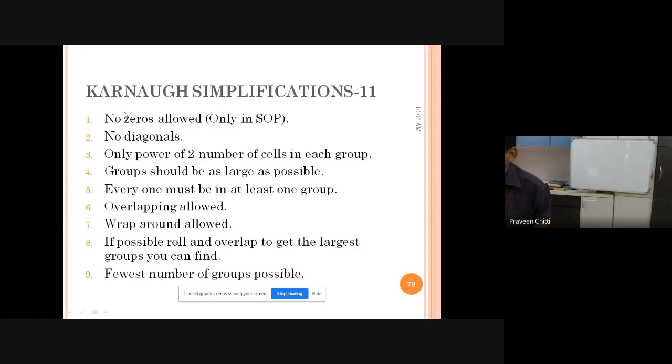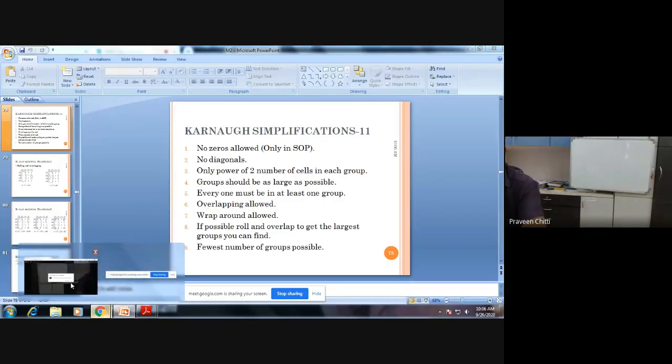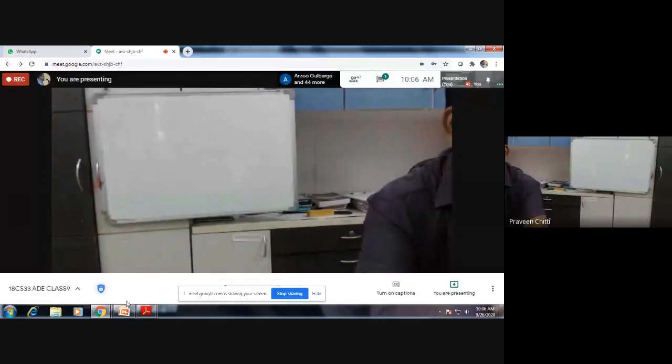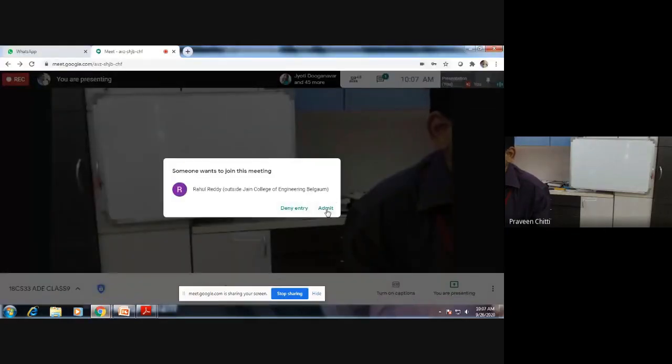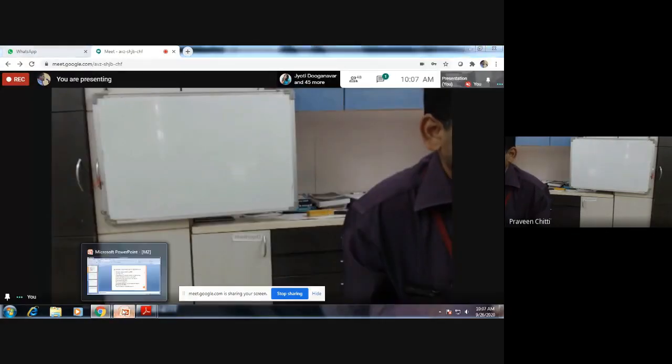So to summarize, when you are simplifying an SOP expression, what you should do: no zeros are allowed, no diagonal elements are allowed, only a power of 2 number of cells in each group should be taken. Then a group should be as large as possible. Every one must be in at least one group. Overlapping is allowed, wraparound is allowed. If possible, roll and overlap to get the largest group you can find. Fewer number of groups are also possible.